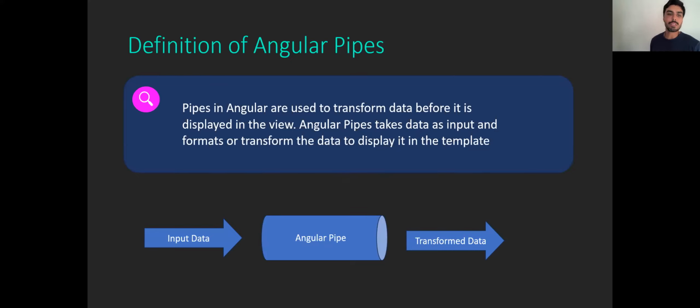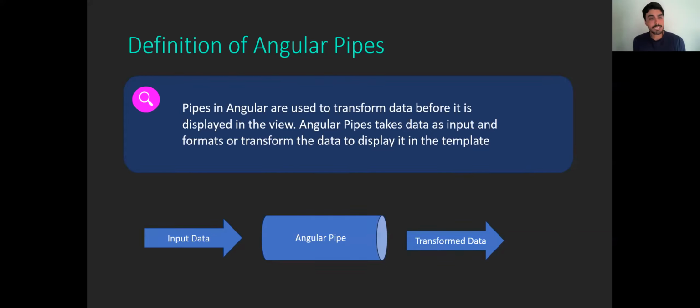And so when we talk about this, we say pipes in Angular are used to transform data before it is displayed in the view. Angular pipes take data as inputs and format or transform the data to display it in the template. So this is great for some use cases, and we'll see some of the built-in ones. Probably one is the currency, for example. You might need a USD currency, the dollar currency versus a different currency in a different country. Well, this is a great way to get that input data of a number and transform that number so it could represent a currency value.